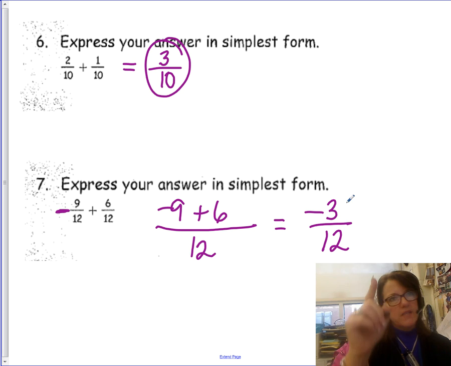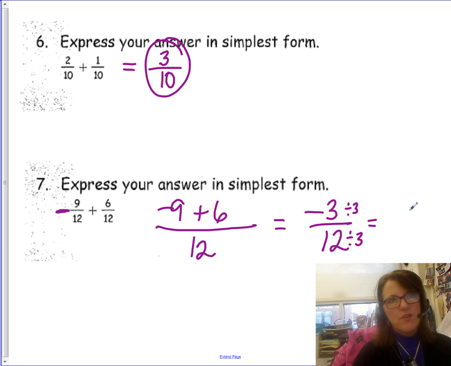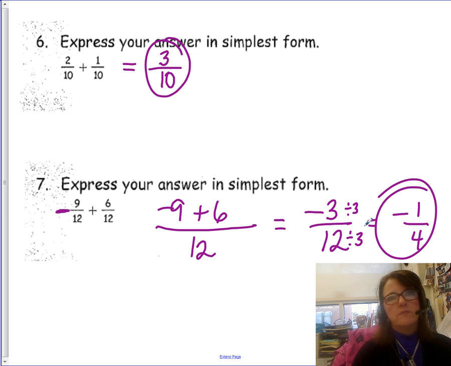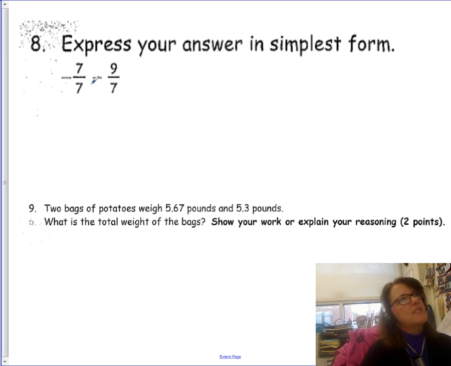Great, but you're not done, because we always write our fractions in simplest form. I look at 3 and 12, and I say, hey, I can factor a 3 out of both of those numbers. That gives me a 1. This gives me a 4. Whoa! Don't lose your negative sign. There you go. Nice. Number 8, same thing here.